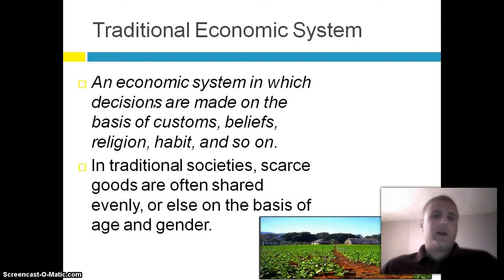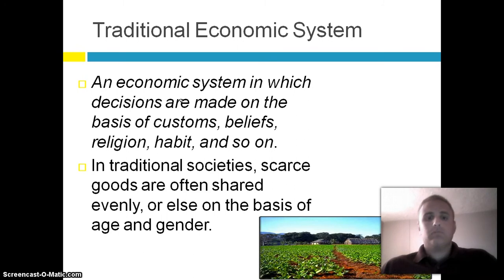A traditional economic system is something that we saw early on here in our country and in many early nations. A traditional economic system is defined as an economic system in which decisions are made on the basis of customs, beliefs, religions, habits, and so on. What this refers to is that in these traditional societies, goods are often shared evenly, or on the basis of age and gender, kind of an honor system.